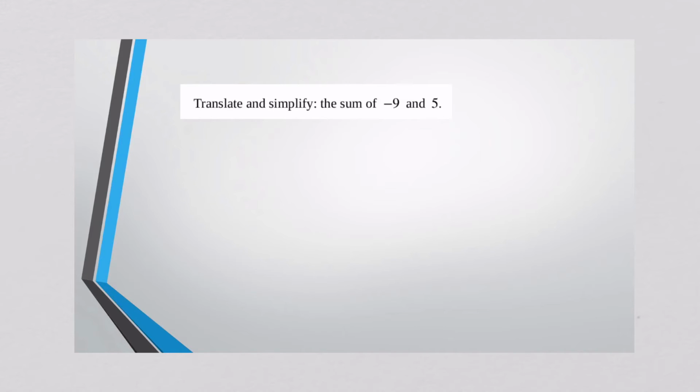Okay, so for this problem, we're going to translate and simplify. The word sum means addition. So we would find the sum, -9 plus 5. That's how we translated it. That's the translate part. Now the simplify part is where you just combine those and you get an answer of -4.